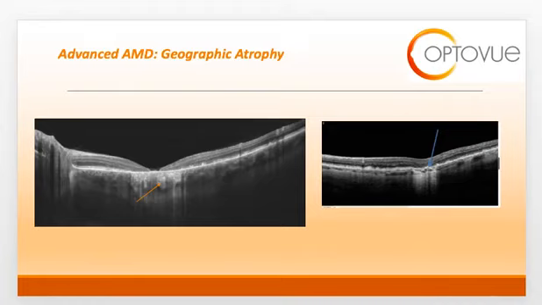On the right-hand side of the scan, the blue arrow is pointing to the area of geographic atrophy with underlying hypertransmission defect. The picture on the left, the orange arrow, shows you similarly the increased visibility of the choroid due to the loss of the overlying RPE and neurosensory retina.